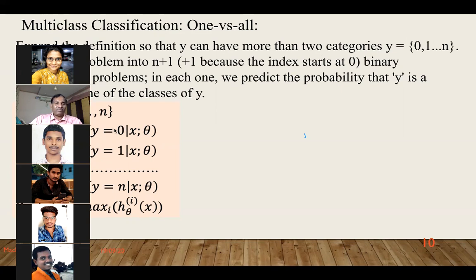Then you'll get some probability that may be close to 0.5 or whatever, between 0 and 1. Similarly, for h theta 1 of x, you will get some probability. h theta n of x also will give some probability. Whichever is the highest probability, that class you assign. Is it clear, this multi-class classification? Is it understood now or not? What are we doing in multi-class classification?